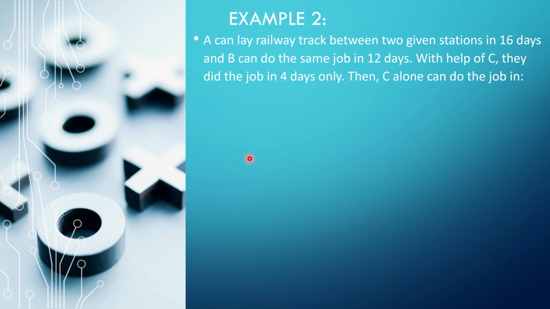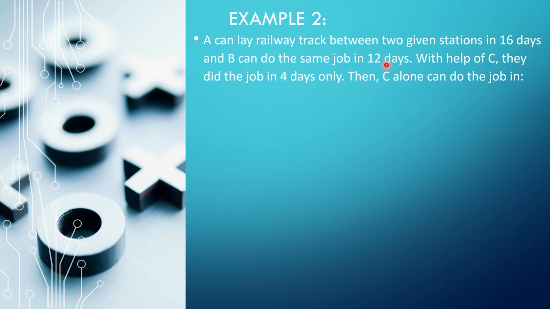Another example is A can lay a railway track between two given stations in 16 days, and B can do the same job in 12 days. If another person C, with the help of them, if they work together, completes it in 4 days, you need to tell how many days C will require to do the same job.